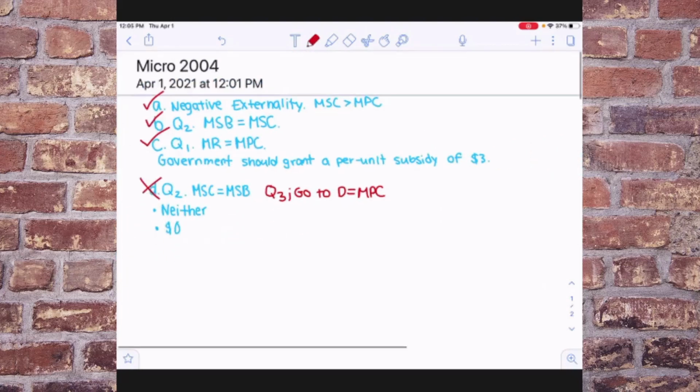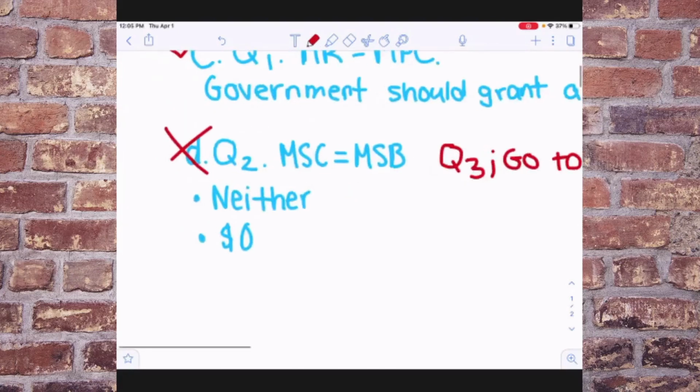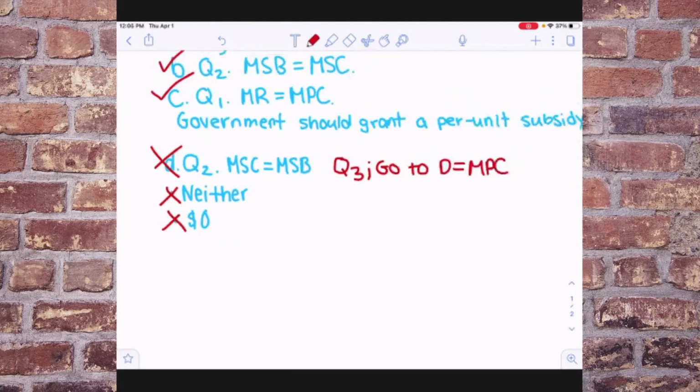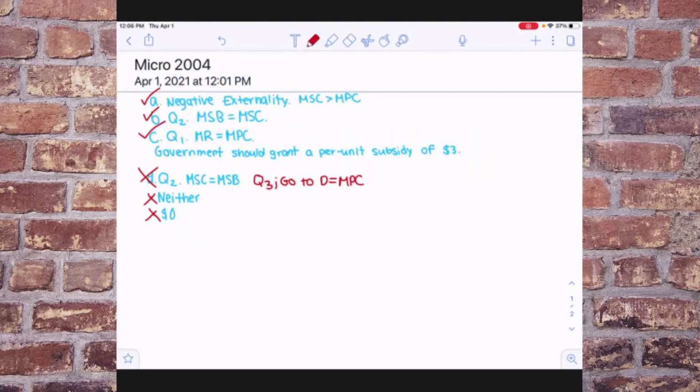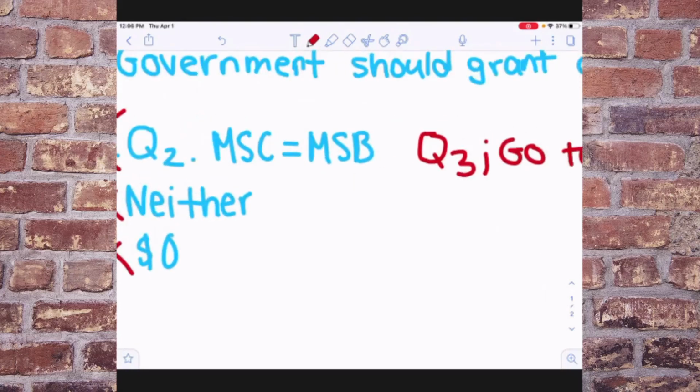So that was wrong. Now that we know that's wrong, the next two are going to be wrong also. The socially optimal output was Q2. We're producing at Q3, which means we're producing too much. So in order to get that fixed, we're going to have to tax. So the answer to the next part, where we wrote neither, is tax. It's going to be a per unit tax.